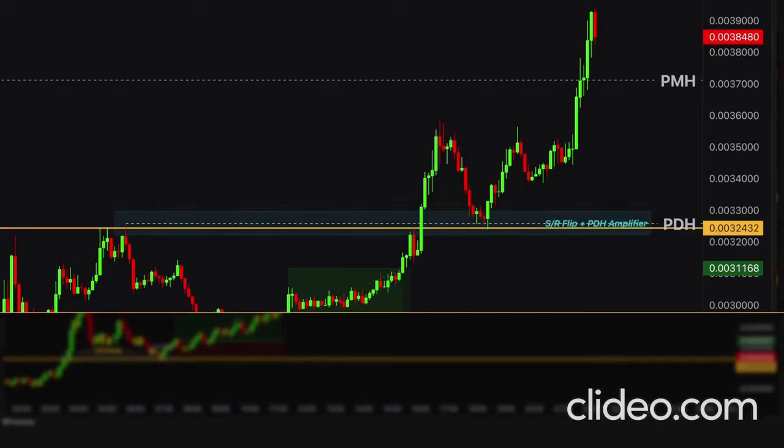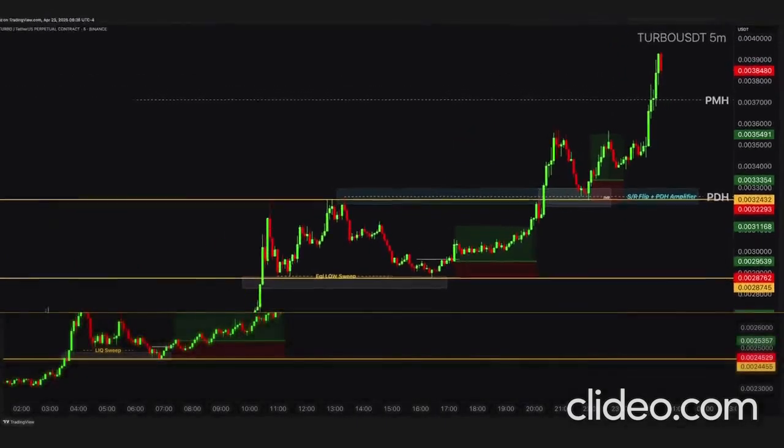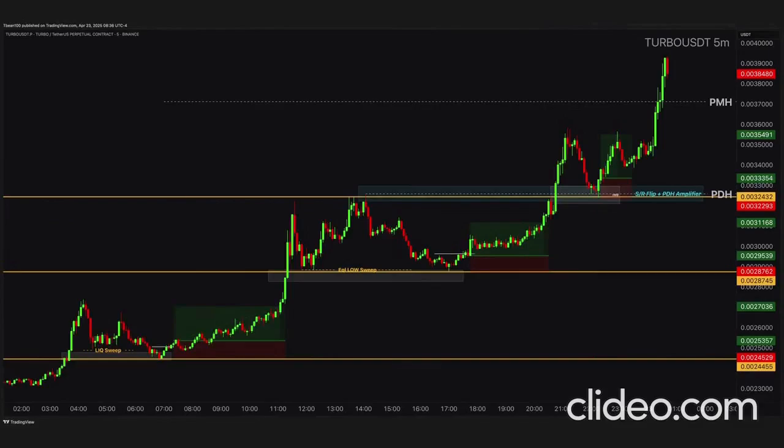Finally, let's talk about the third rally. Notice what we have here: an SR flip location combined with a PDH amplifier as your entry, plus an inner imbalance as well. And you will see the microstructure break or a price switch here. Another 2-hour trade setup. This time our future target will be the PMH, the previous month high.